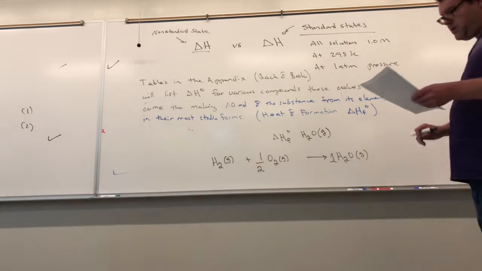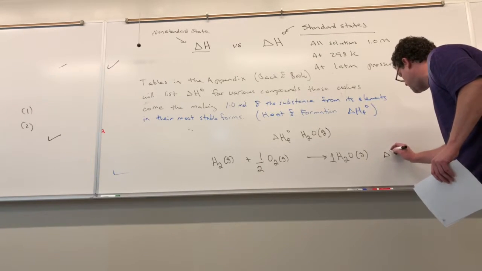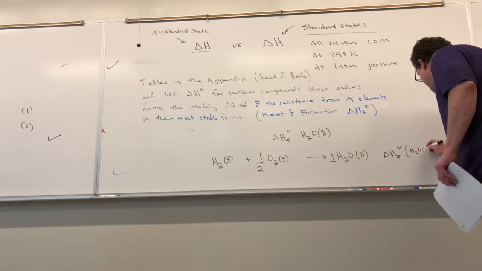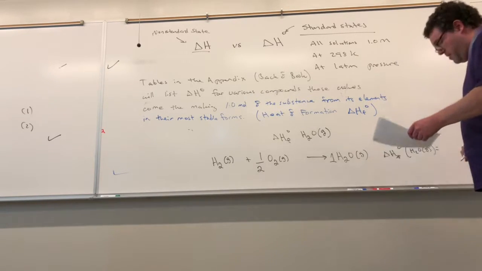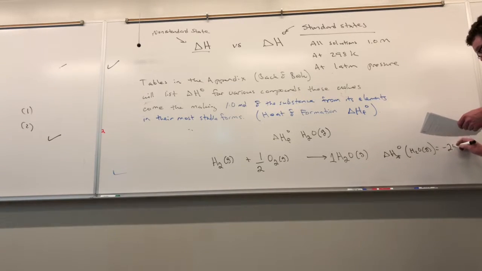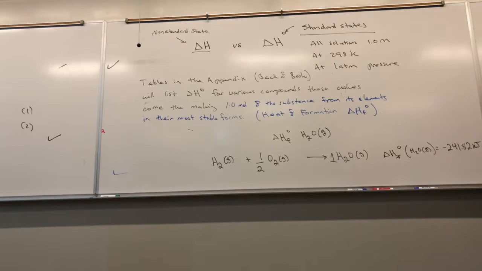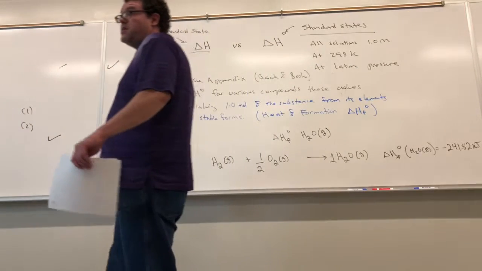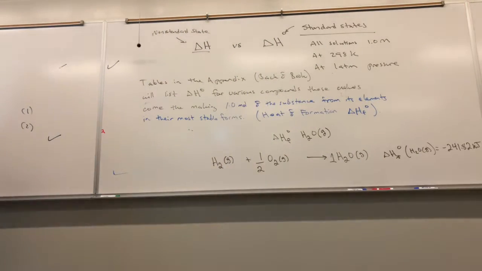So if you went and looked this up in the appendix, you would see that the heat of formation of water as a gas from its elements is minus 241.82 kilojoules, okay? So that is what that's telling you. This is the amount of heat that's released whenever you take hydrogen and oxygen gas and react them together.